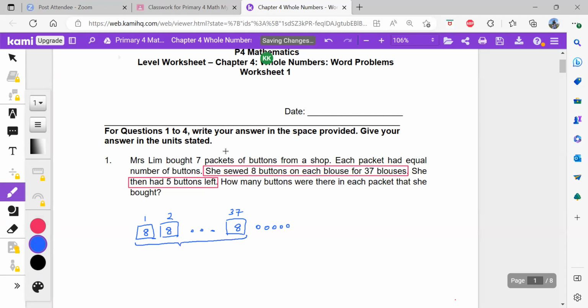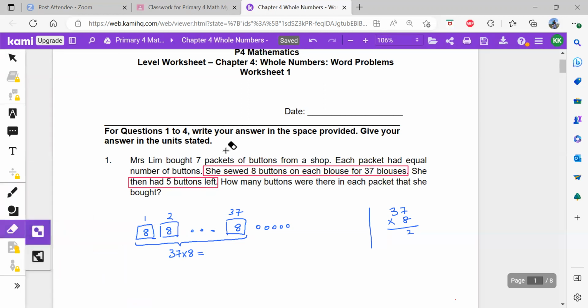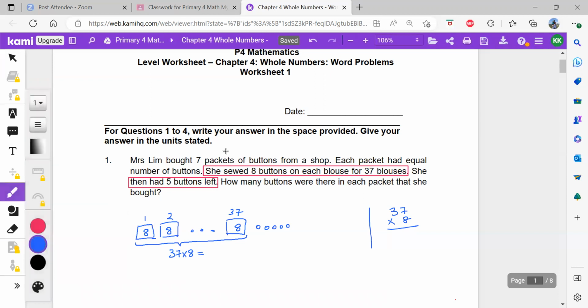All right, and I can tell that in this case, how many buttons have I sewn on these 37 blouses? It will be 37 blouses times 8 buttons each, and that will give me, let me just do a simple calculation, 37 times 8, that will give me 296.